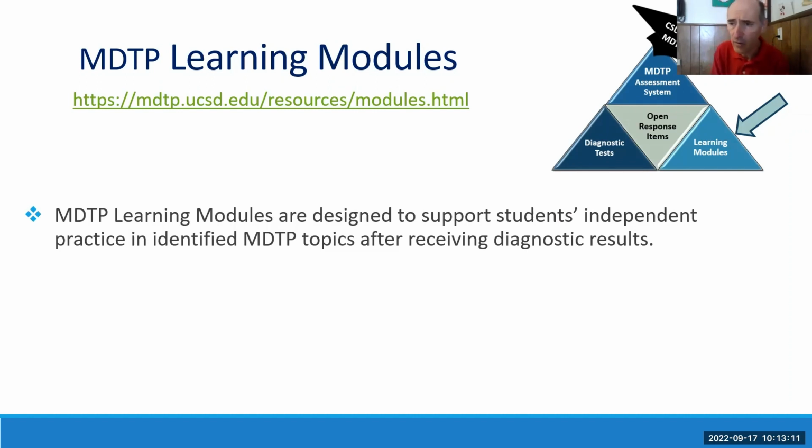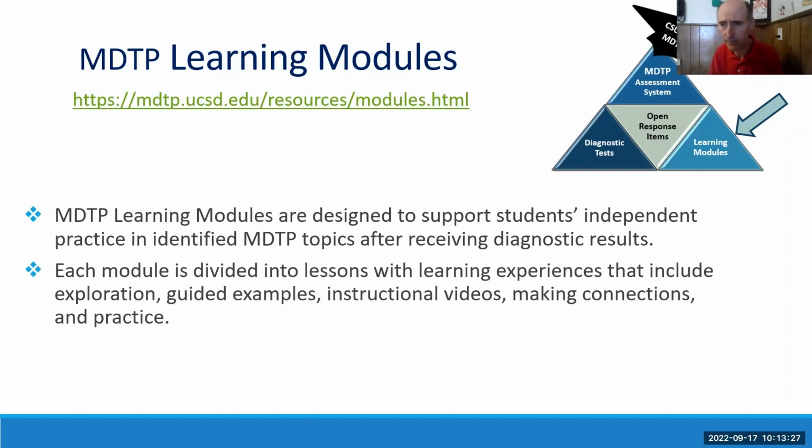Okay, so if you have identified that some students are lacking a little bit in some topic, you can go and look at the modules and assign some of those to them, and they can do them on their own. So these modules are composed of several lessons, and in the lessons there are 5 different components. There's exploration, examples, there are videos, then there's a section on making connections, and then there's practice. And the idea is to bridge from the level where they are at towards a pre-calculus level. Okay.